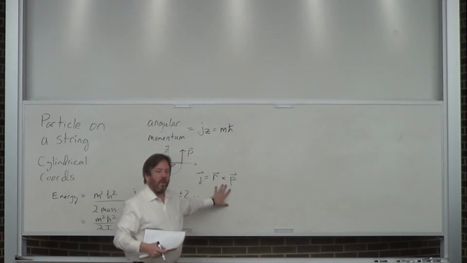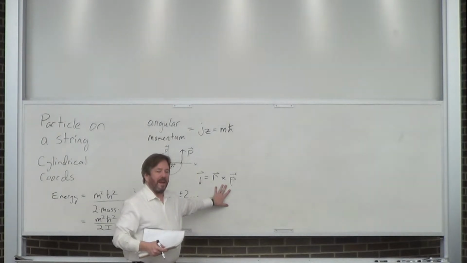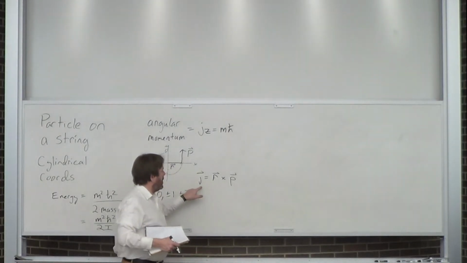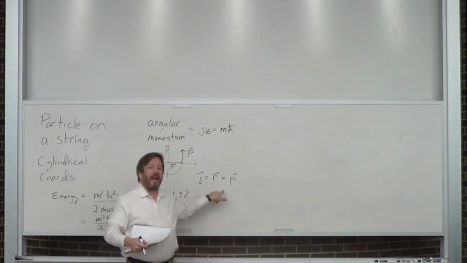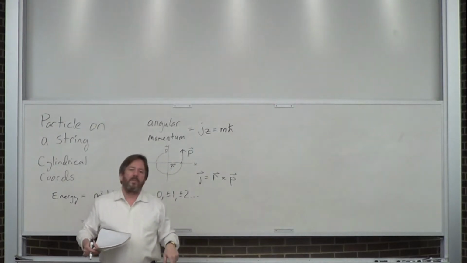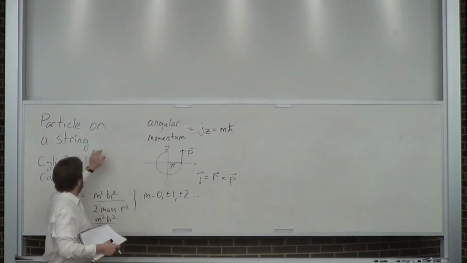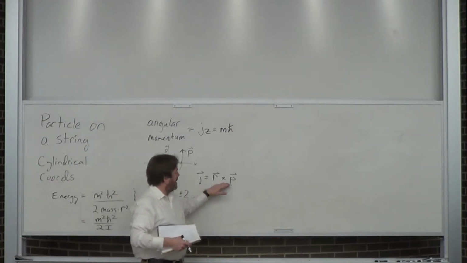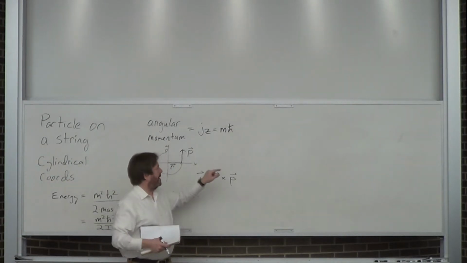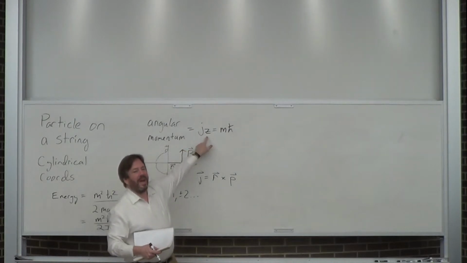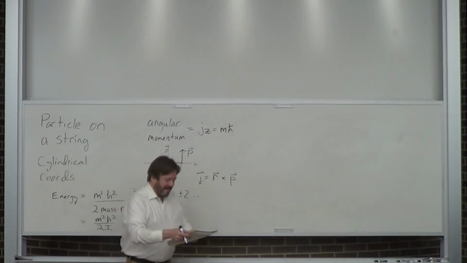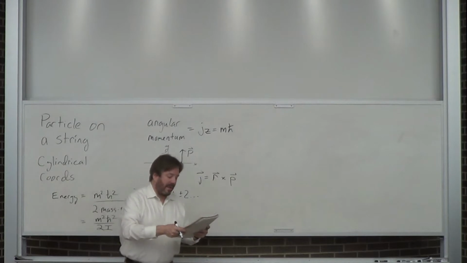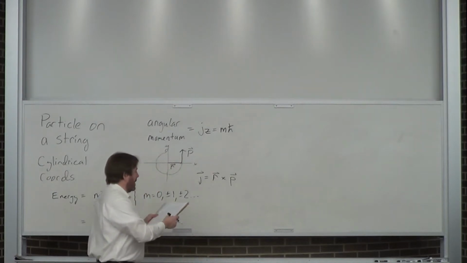Right-hand rule for angular momentum. Now that means that the angular momentum vector is not in the same plane as R and P. R and P are in the xy plane because we're doing the two-dimensional particle on a string. And that means that J is in the z direction. So that's why I call this Jz. Let me draw that because I know it can be a little confusing.